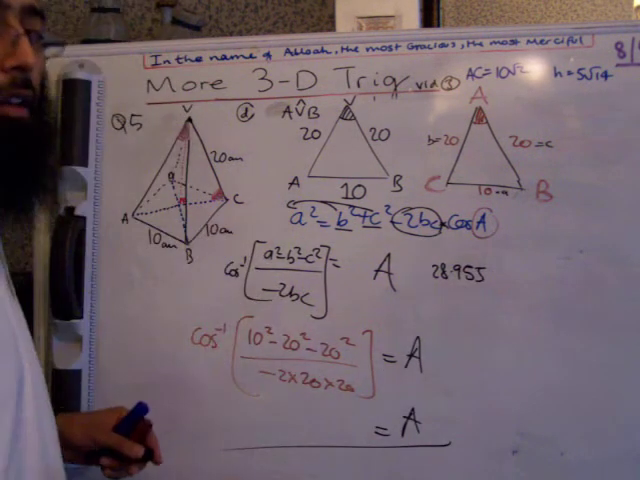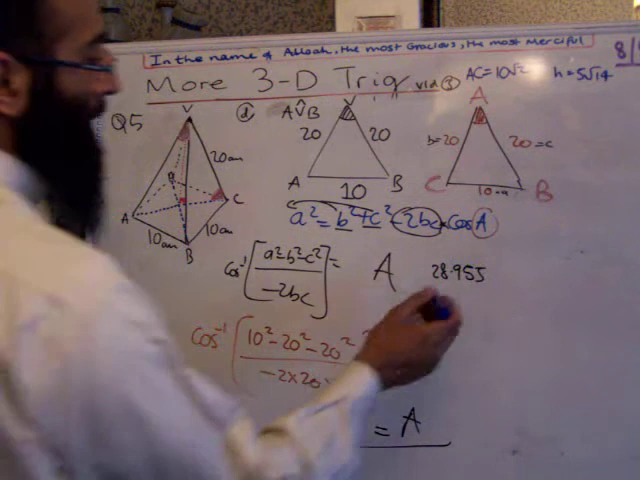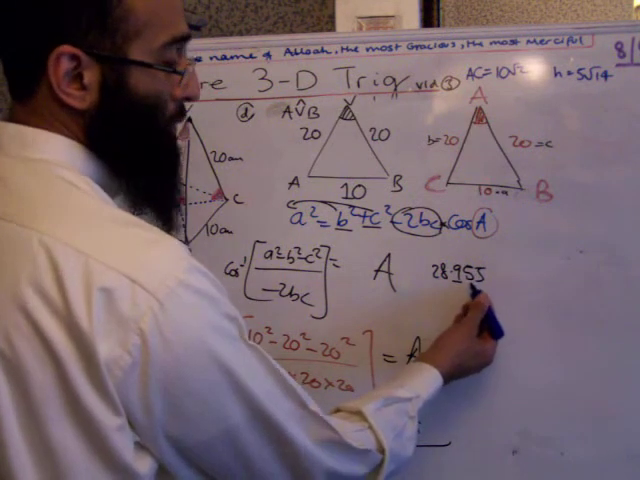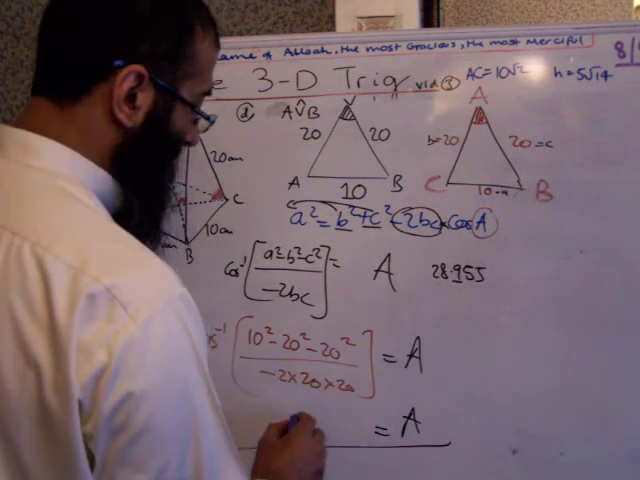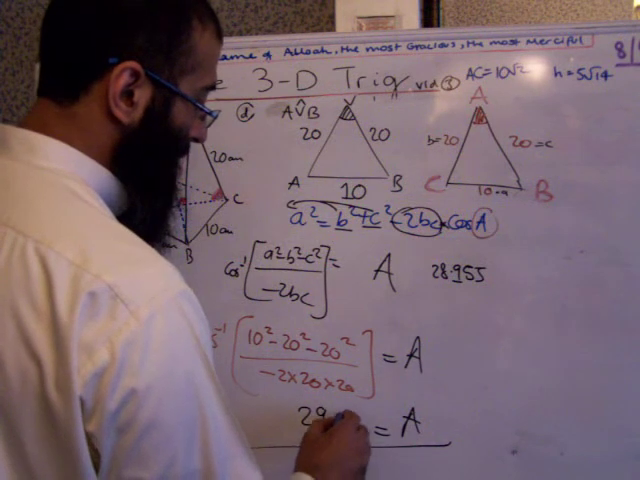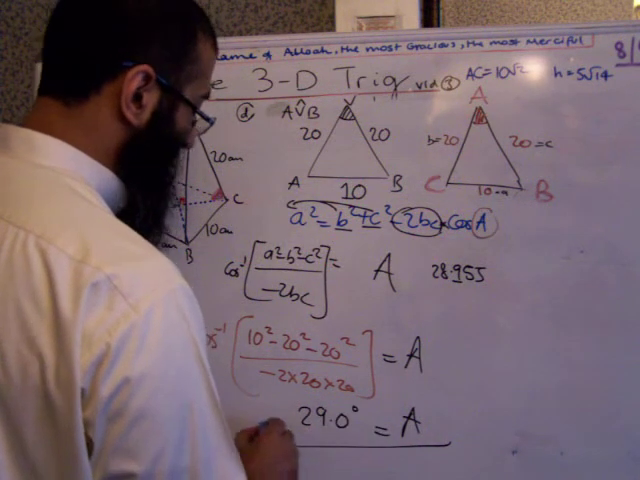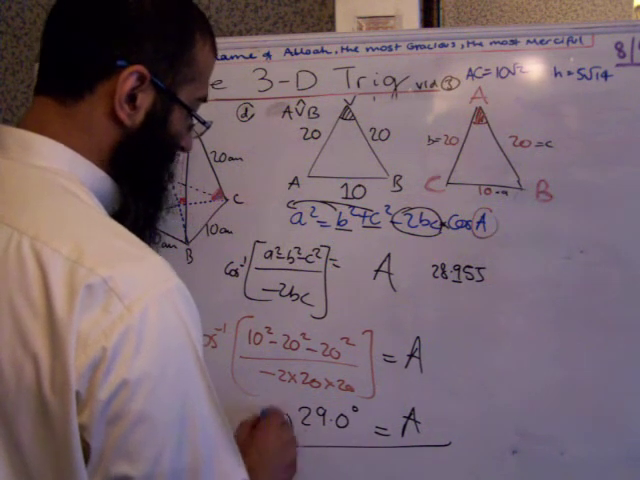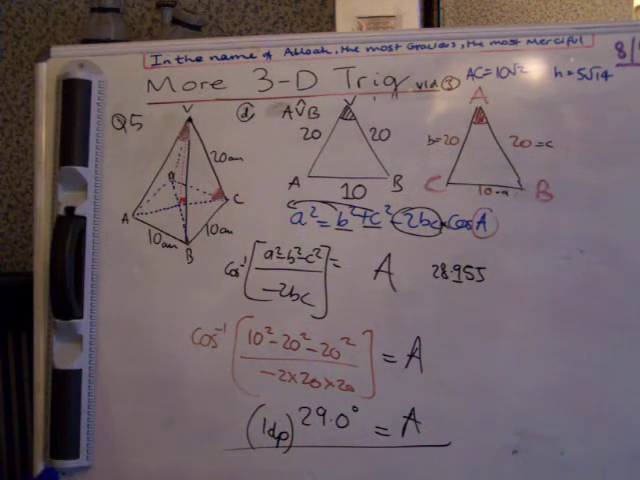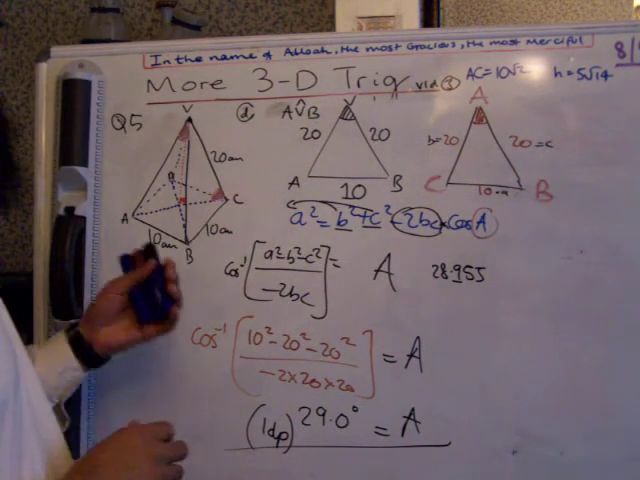28.955. If you round that off to one decimal place, we look at the next digit, which is 5 or more, so add 1. So we get an answer of 29.0 degrees to 1 dp, or 3 significant figures. Okay, so we got that A.